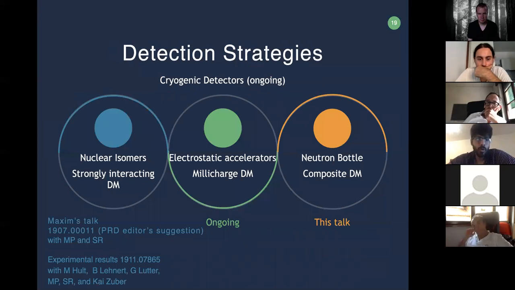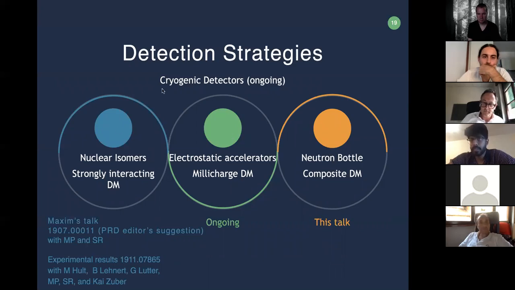Okay. So over the last couple of years, I've been thinking about this dark matter possibility and developed a few different ways to look for them. One of them was covered in Maxime's talk, where metastable isomers were used to look at these strongly interacting dark matter inspired by gluinos. But there are some ongoing projects. One of them is what are called electrostatic accelerators for millicharge dark matter, the possibility of using something like LUNA to just accelerate millicharge particles if they were stuck on Earth. Whereas this talk will be using composite dark matter models to explain the neutron bottle anomaly.